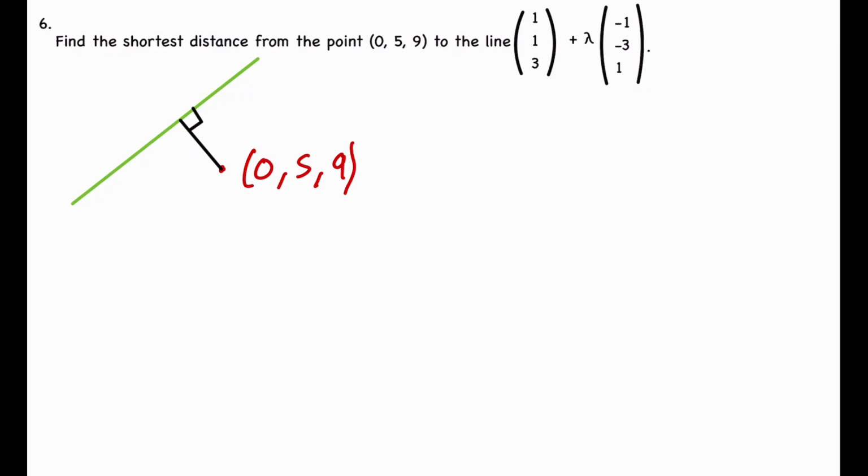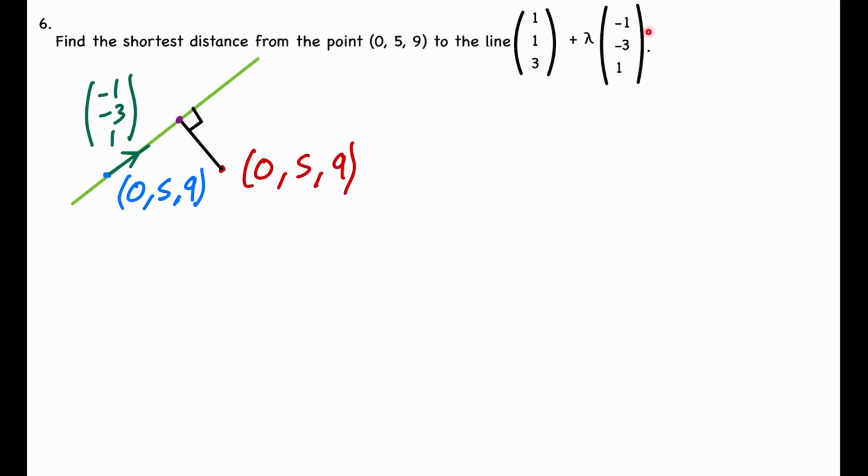And the line has also a point A, (1, 1, 3), and it also has a direction vector like this, which has a vector of (-1, -3, 1). To describe any point on this line, we can describe it in terms of lambda. Remember, lambda can describe any point on the line with different values of lambda. Because we don't know what lambda is, we can describe this point in terms of lambda.